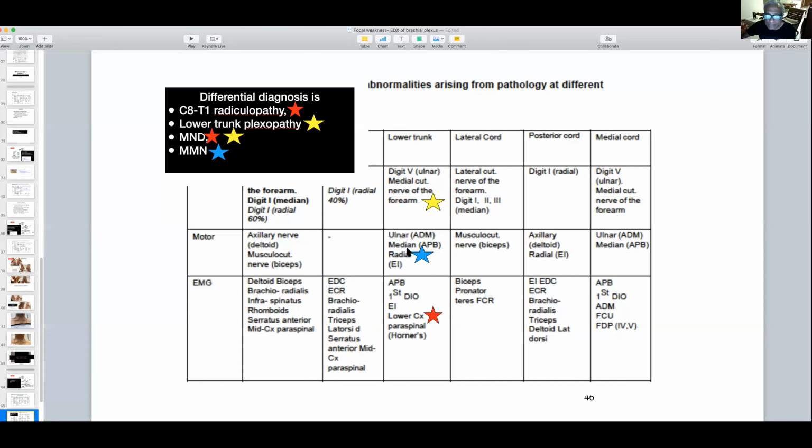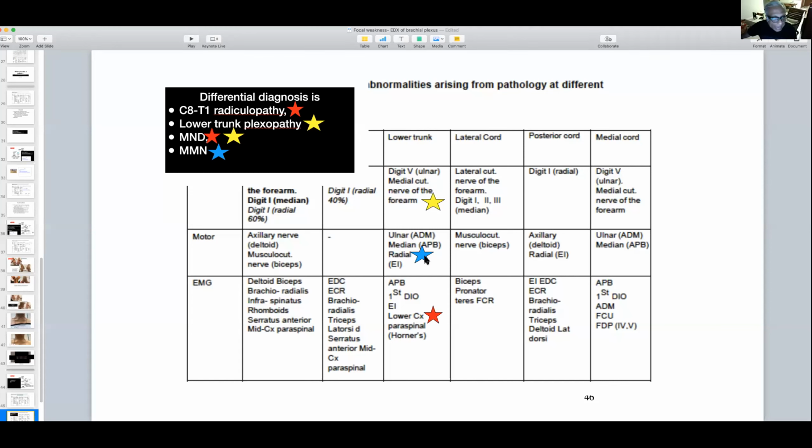Then of course EMG will be very useful because, remember, we thought she had Horner syndrome. If she had Horner syndrome, it could be a radiculopathy, a C8T1 radiculopathy. If it's a C8T1 radiculopathy, there should be denervation in the paraspinal muscles. Okay, so this is how you would have addressed this patient's electrodiagnosis. So that's what we did.